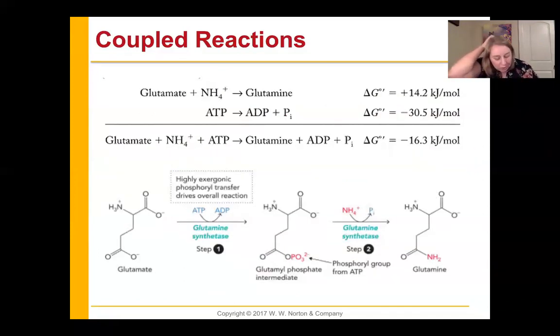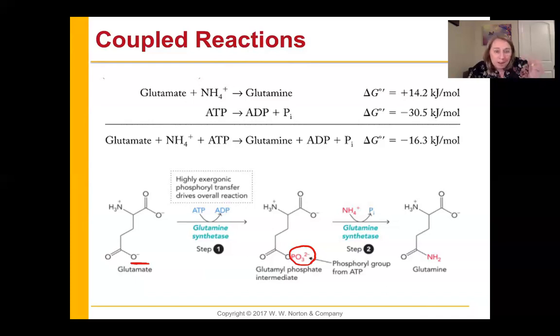So here's an example of this. We have glutamate, and we're going to add NH4 plus and get glutamine. But that's an unfavorable reaction. So what we do is we couple it to ATP hydrolysis. If you look here at the glutamate, we're going to take the phosphate group right there and attach it to the glutamate. And when we do that, now we have this very high energy intermediate.